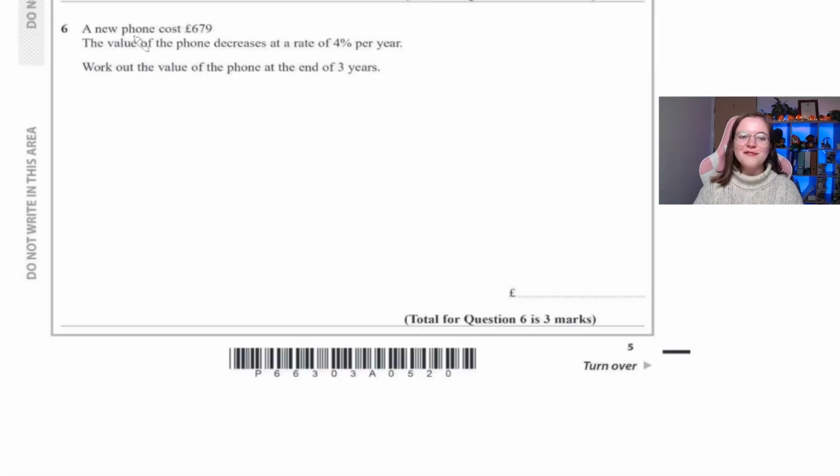Question 6. A new fern costs £679. The value of the fern decreases at a rate of 4% per year. Work out the value of the fern at the end of 3 years. This is a depreciation question, which is like compound interest, just a bit different. It's going the other way, essentially. So if we start in the way that compound interest normally starts, we'll have 679 here, times by a multiplier, which we're going to find, equals the value at the end of 3 years.